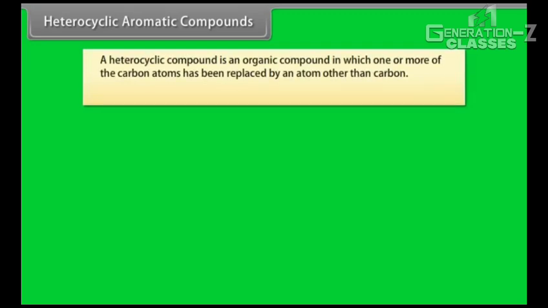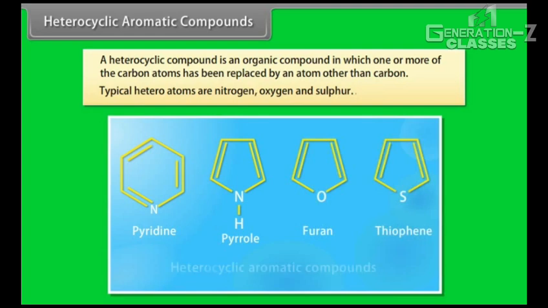Heterocyclic aromatic compounds. A heterocyclic compound is an organic compound in which one or more of the carbon atoms have been replaced by an atom other than carbon. Typical heteroatoms are nitrogen, oxygen, and sulfur.